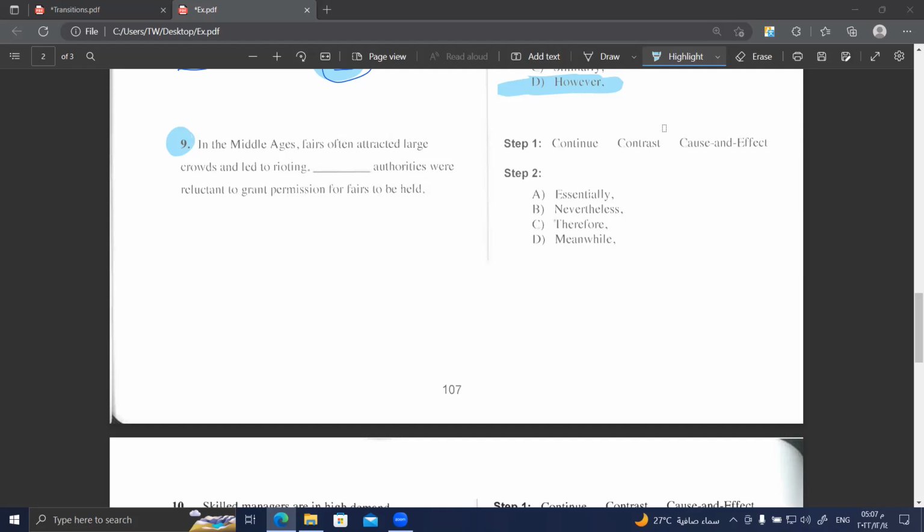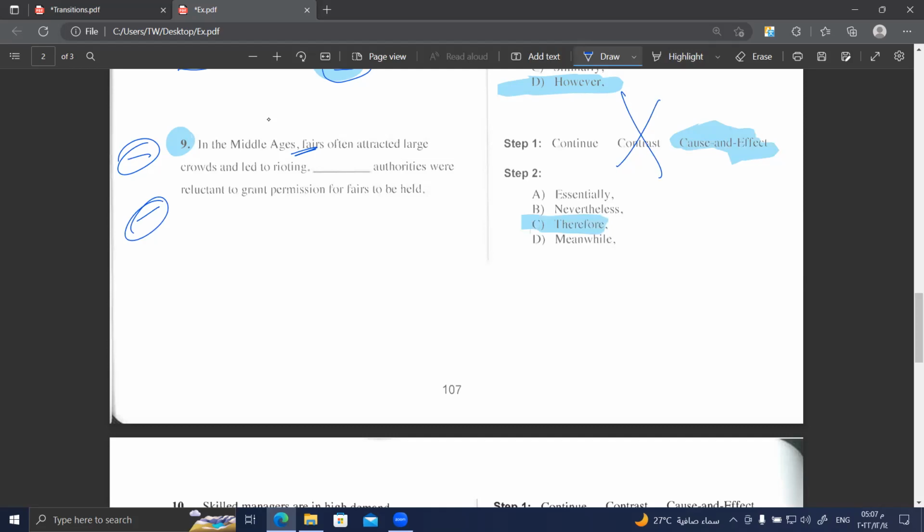Wow, guys. Marvelous. Cause and effect, therefore. Why? Because I can apply. Why? Because fairs often attracted large crowds and led to rioting. Authorities were reluctant to grant permission for fairs to be held. That is a bad thing about fairs, and that is a bad thing about fairs as well. So negative, negative. If negative, negative, it cannot be contrast.